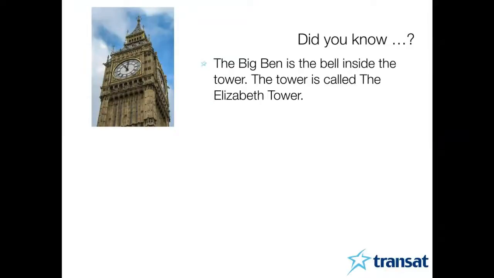And now for some trivia for you to share with your traveling companion or a fellow passenger on your way to London. A lot of people will look at the picture on the top left here and say that this is the Big Ben, but did you know that that's not actually what this is called? The Big Ben actually refers to the bell inside the tower, and the tower itself is called Elizabeth.